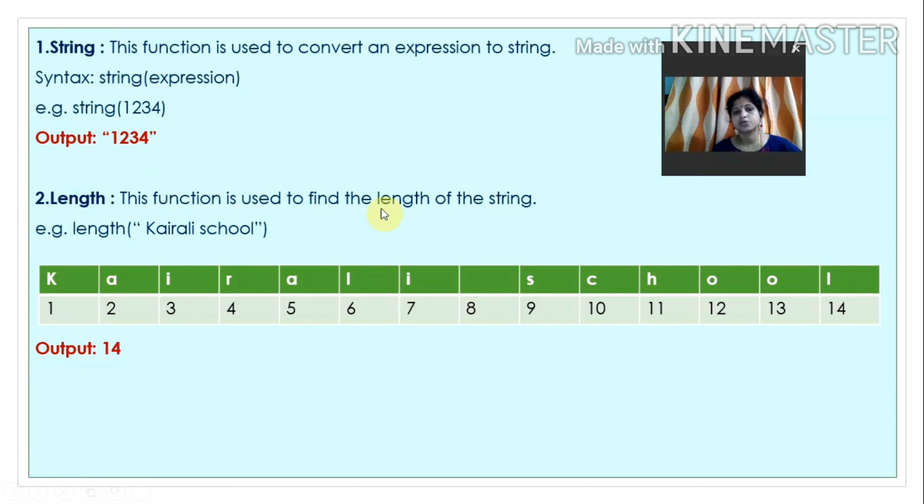Then comes the length function. This function is used to find the length of the string. For example, length of Kerala school. I have shown you in the table. One by one it will count the characters from that string, and the last value will be the length of the string. Here, Kerala school consists of 14 characters, so the length is 14. Clear? It will include spaces also, and if you put any dot, that will also be counted. Every dot and space is a character.